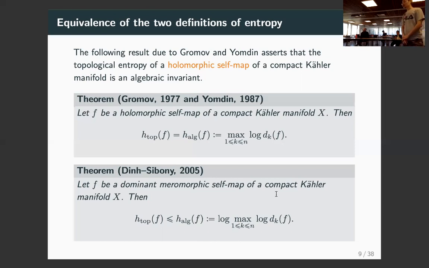Okay. And moreover, in 2005, Dinh and Sibony also proved, considering the case when f is a dominant meromorphic self-map, that the topological entropy is always bounded above by its algebraic entropy. But this is for a dominant meromorphic map.